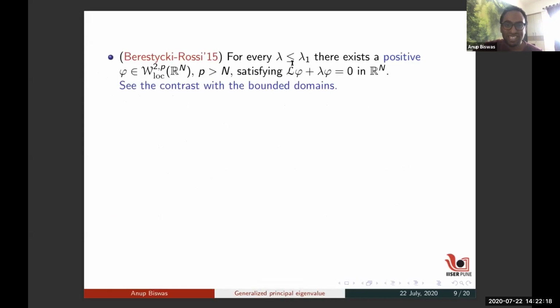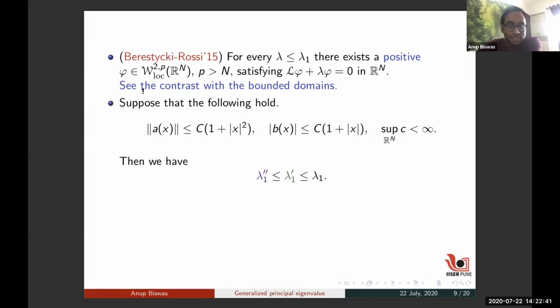And you see that there is an uncountable family. In fact, there is a continuum of eigenvalues with positive eigenfunction, which is very, very different from the case of bounded domains, where you had only one eigenvalue with positive eigenfunction. Now you see there is a continuum. So that's the first difference.